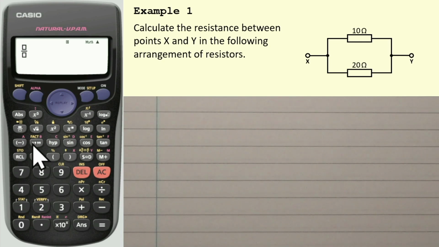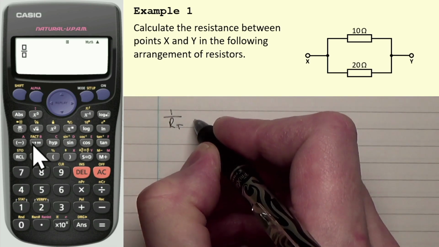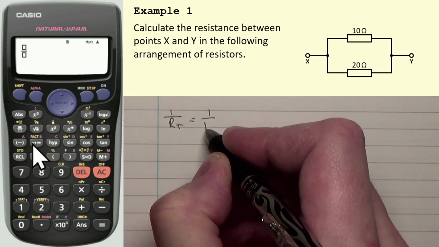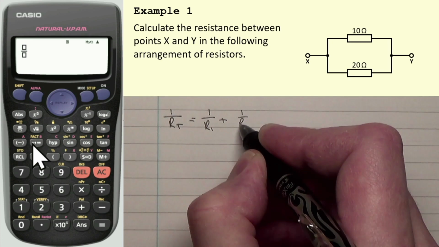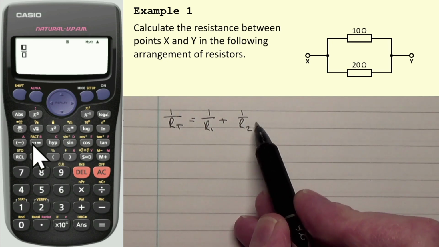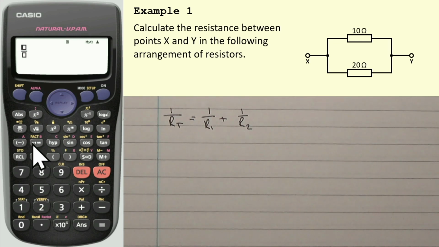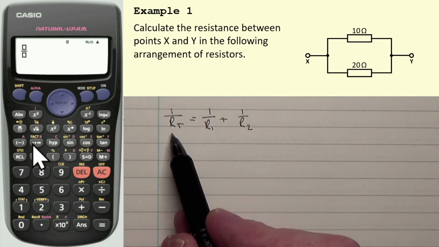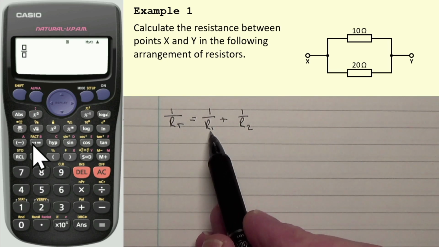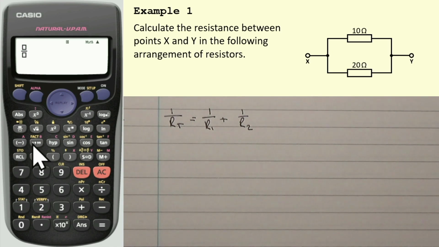So the question says calculate the resistance between points X and Y in the following arrangement of resistors. Now first thing to remember is that the equation you use is this one here. So 1 over RT is 1 over R1 plus 1 over R2. Now if I had 4 resistors in parallel, I would also continue plus 1 over R3 plus 1 over R4. In fact, if you look at the relationship sheet, it's actually written like so: 1 over RT is equal to 1 over R1 plus 1 over R2 plus ... for as many resistors as you have.